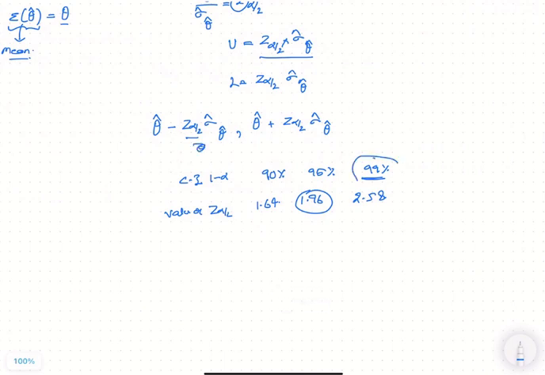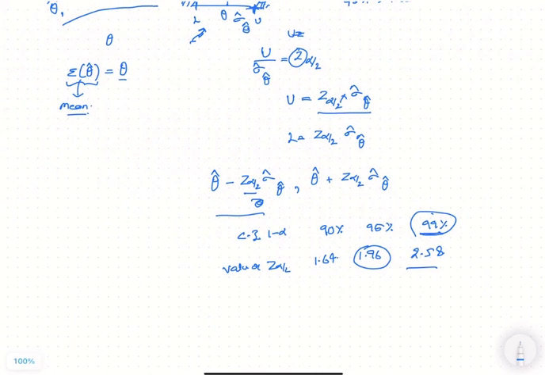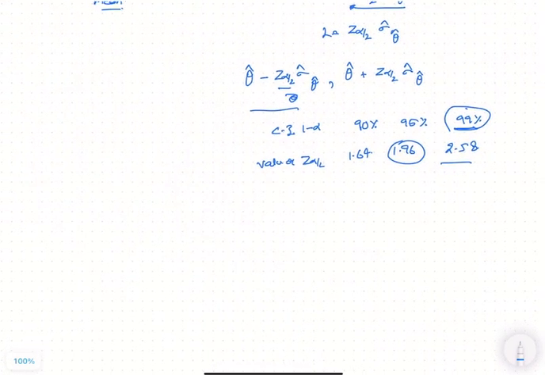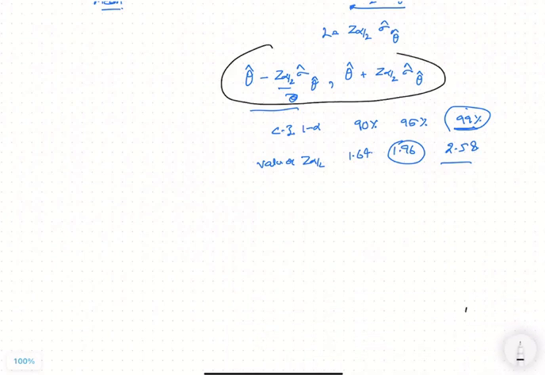So we are 99% certain that the parameter is here, so obviously the interval length is going to be bigger. But this whole process is only applicable when the sample size is large. If the sample size is small, then we have to use the student t-test and use the student t values instead of the z values that we have placed over here. Okay, so that's basically how we do the confidence interval calculations.